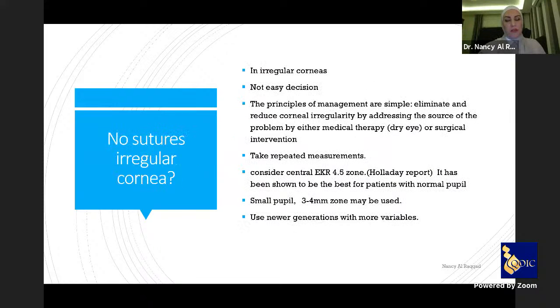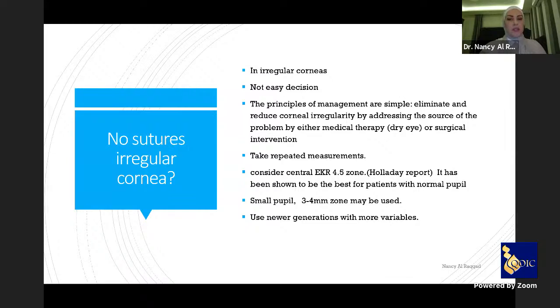What if it is irregular, even after transplantation, or it has been transplanted a long time ago, and you cannot just regularize it the common way? This is not an easy decision, and although the principle of management is simple, it's not easy to apply. So basically, we have to eliminate and reduce the corneal irregularity by addressing the source of the problem. Either medical, if it's a dry eye, we have to treat it. If there's a Salzmann degeneration, or vascular overgrowth or vascularization, you have to try to optimize the surface as much as we can, surgically or medically. Take repeated measurements, because this affects the case at the end.